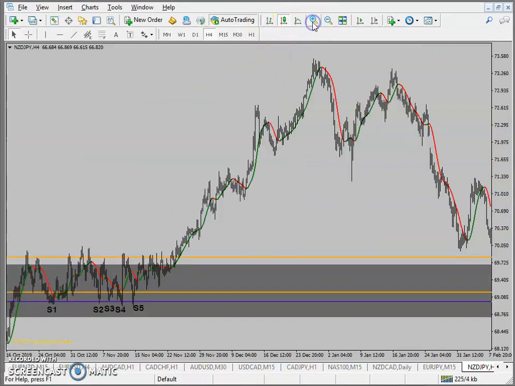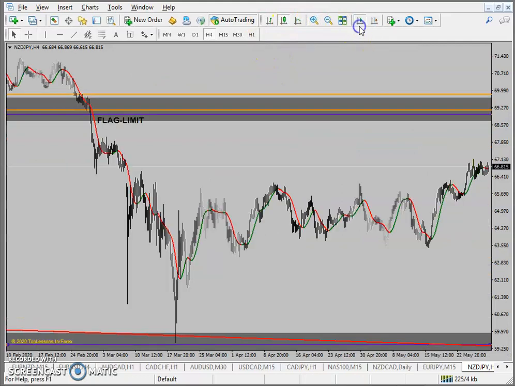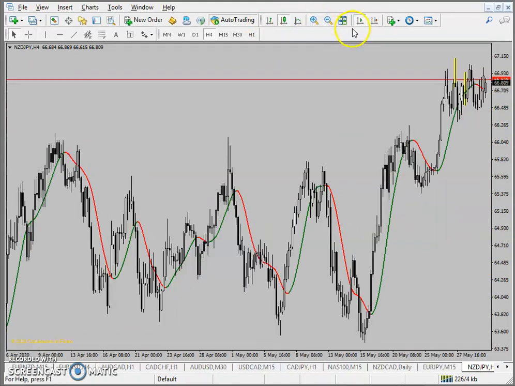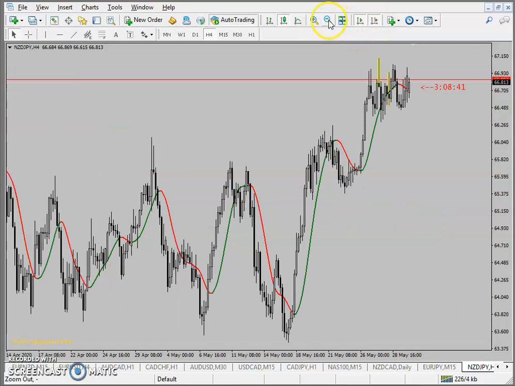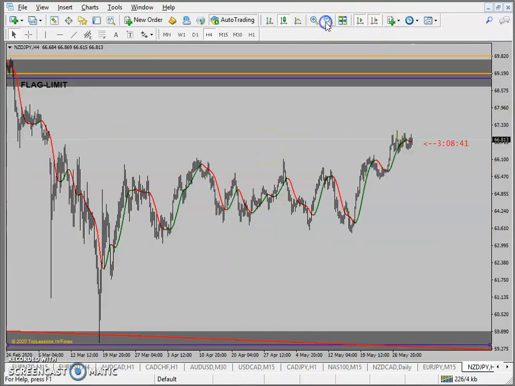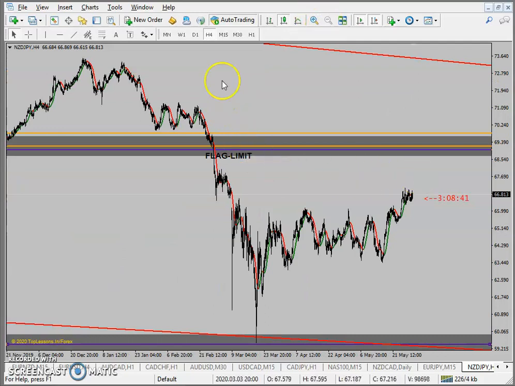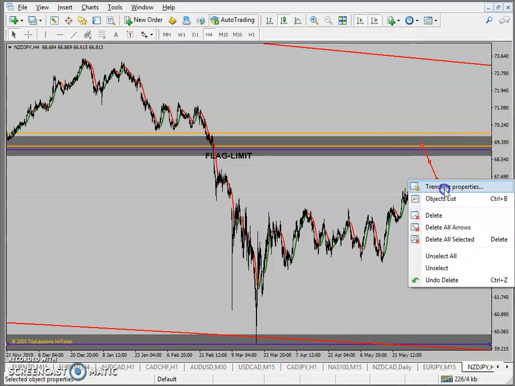Just zoom in again and see what's happening. Now that you've confirmed the flag limit, we'll be looking for a selling position once the market gets to our flag limit. Before the market gets there, this is what's going to happen. You're looking for sell positions when the market gets there.